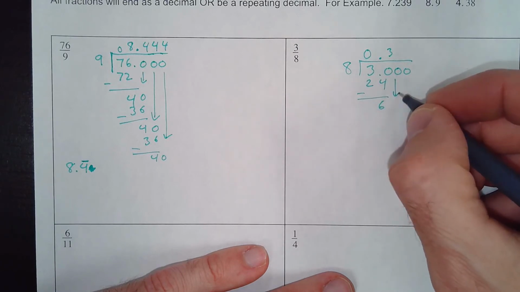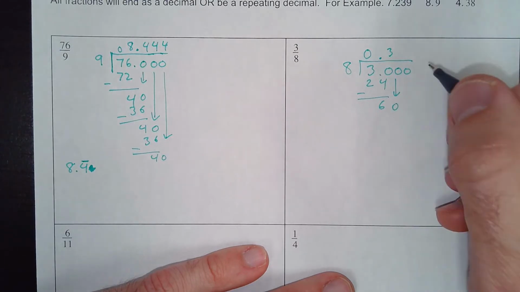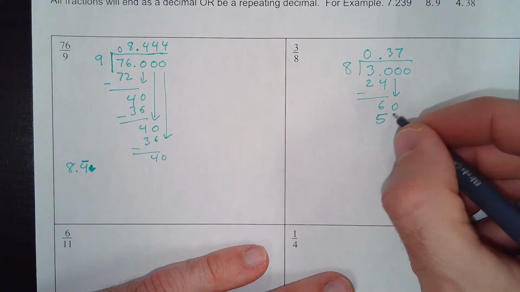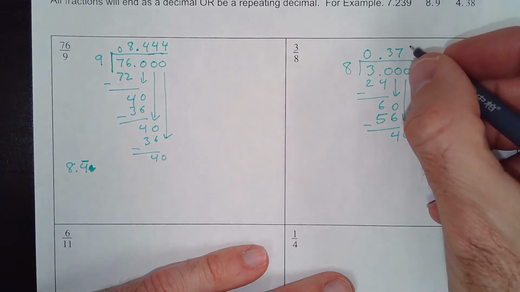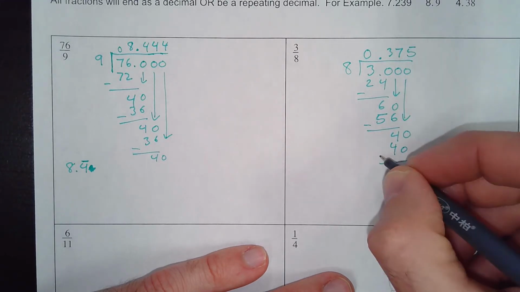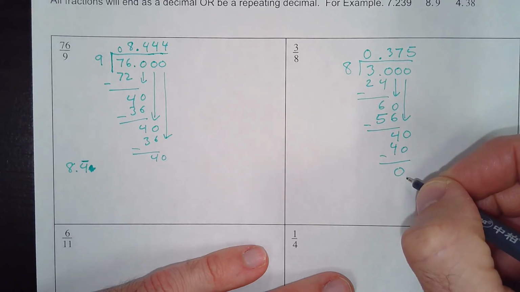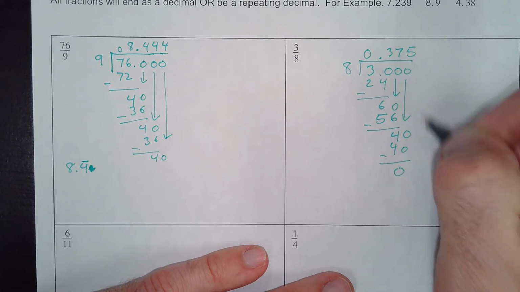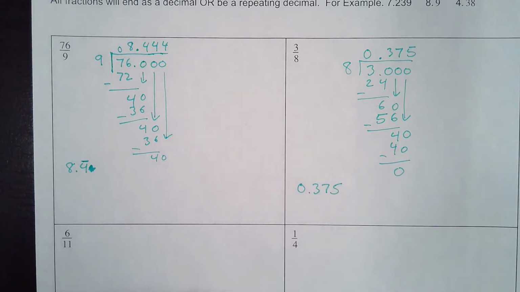Subtract, 6. Bring down a 0. 8 goes into 60. Well, I know 8 times 8 is 64, so 7 times, 56. Minus, 4. 8 goes into 40 5 times. So if you ever get that 0 down here, that's how you know you're done. This would be what we call a terminating decimal because it ends. We finished, it ended. It's just equal to 0.375, or 375 thousandths.